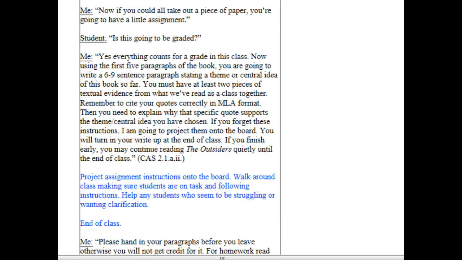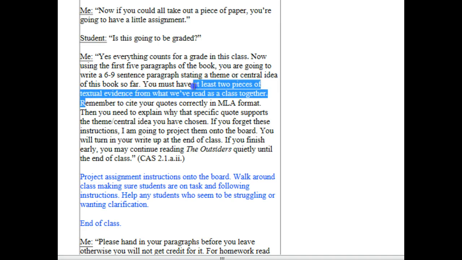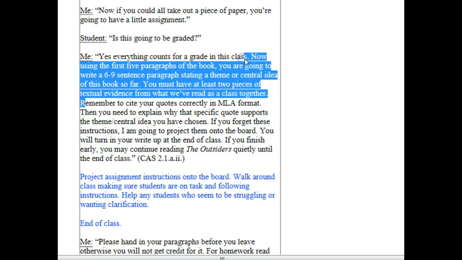So, you say to them right here, okay, "Using the first 5 paragraphs of the book, you're going to write 6 to 9 sentence paragraphs stating a theme or central idea of this book so far. You must have at least 2 pieces of textual evidence from what you've read in class together. Remember to cite in MLA format." Holy cow, that's an entire mini lesson right there, okay?